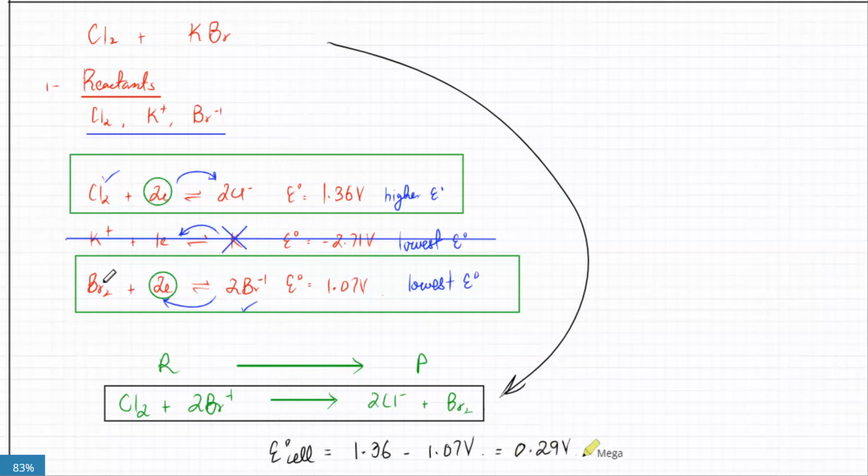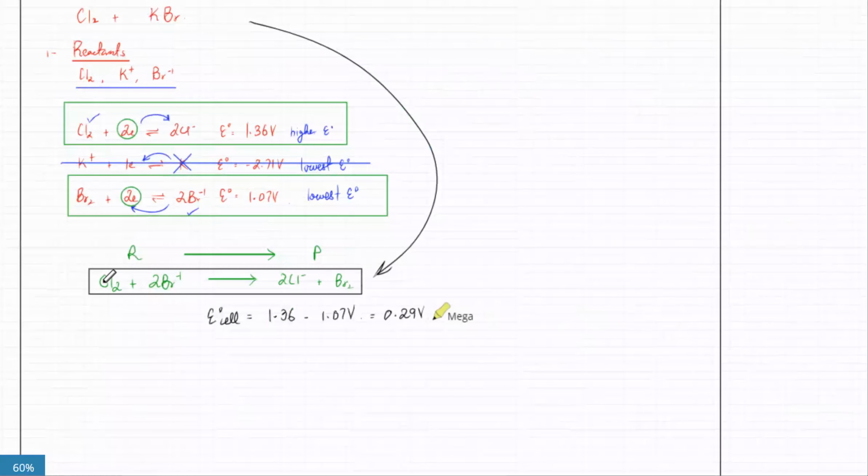So it's going to be 0.29 volts. That's what we are going to get in this reaction. Is this clear? Alicia, is this clear? Zoha, Nadine, is this clear? Yes, sir.